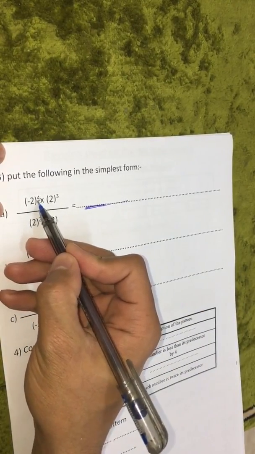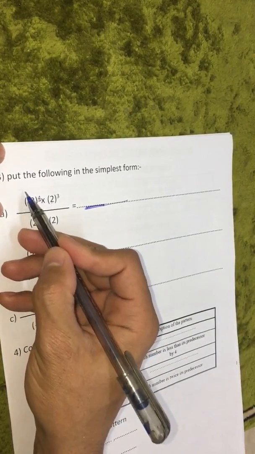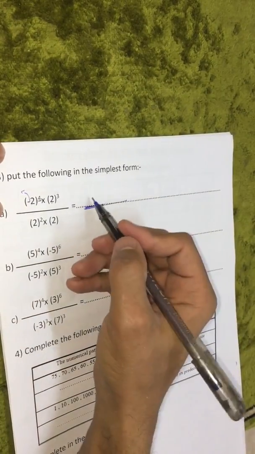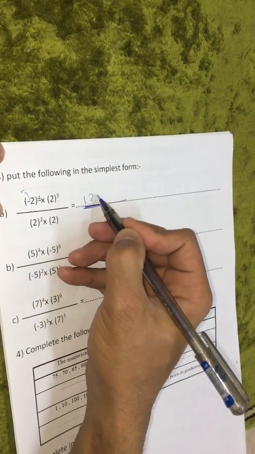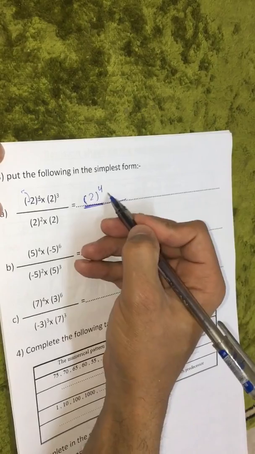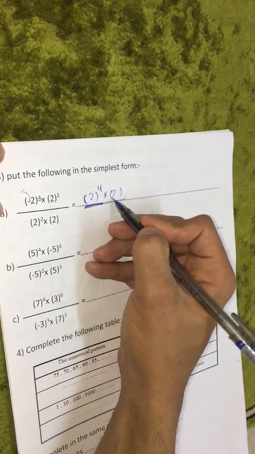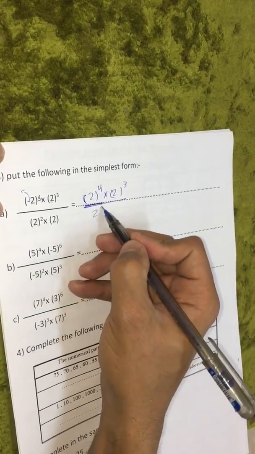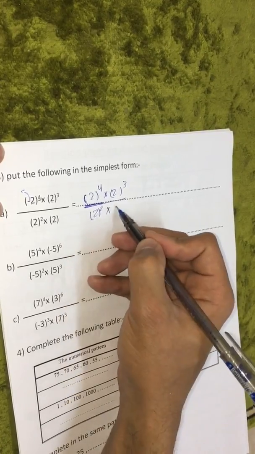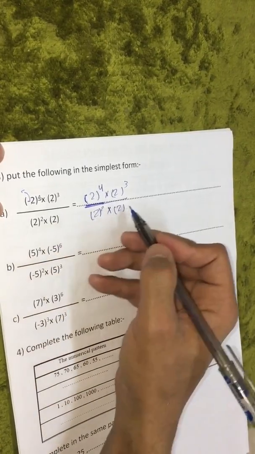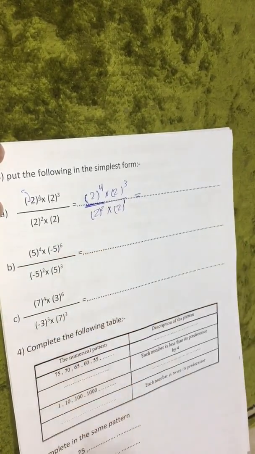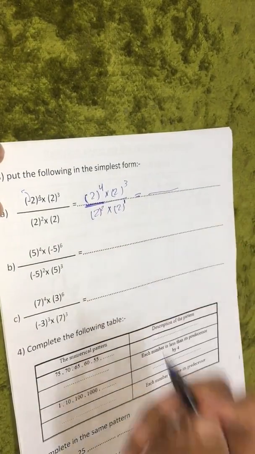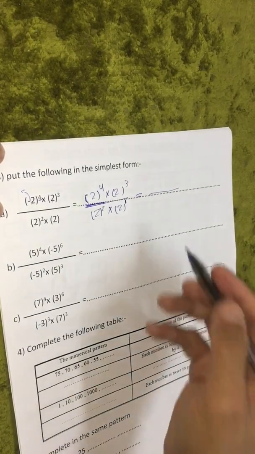Okay, look at the power. That's even, so the negative goes away. The remainder is 2 power 4 by 2 power 3, 2 power 2 by 2 power. There is no power here; we said that means power 1. Now you can simplify the numerator and denominator.